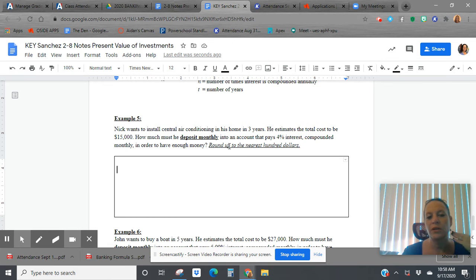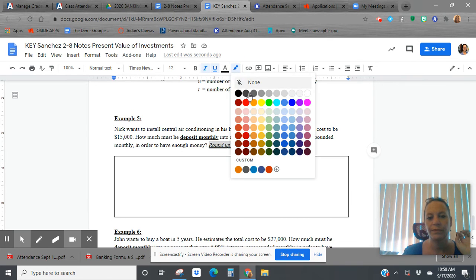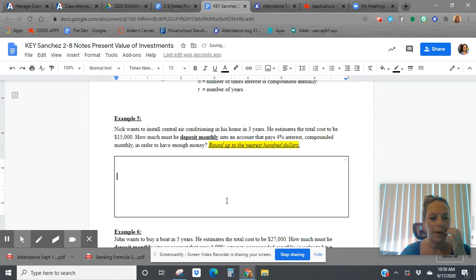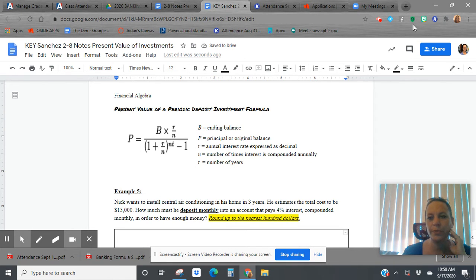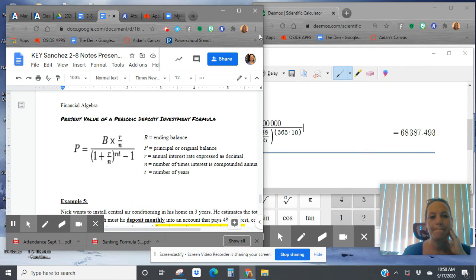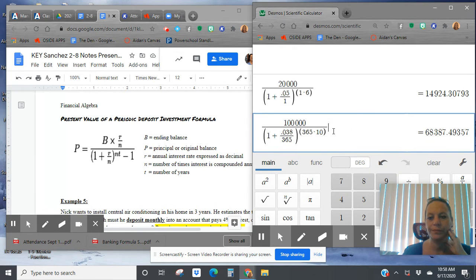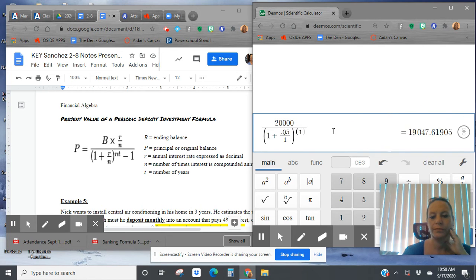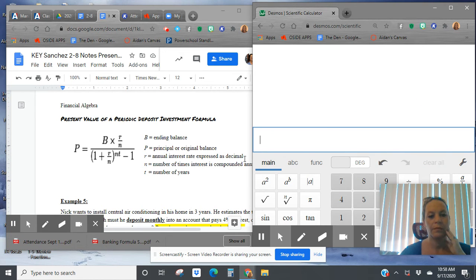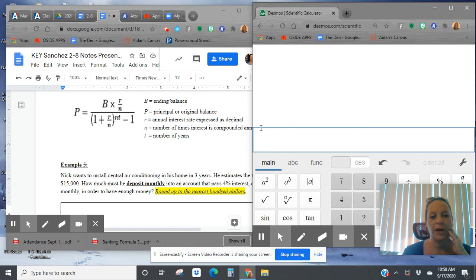So Nick wants to install central air conditioning in his home in like 3 years. He estimates the total cost to be $15,000. How much must he deposit monthly in the account that pays 4% interest compounded monthly in order to have enough? We're going to round up to the nearest $100. Okay, so let's try this new formula. Check out this new bigger one. All right, so we've got his monthly.